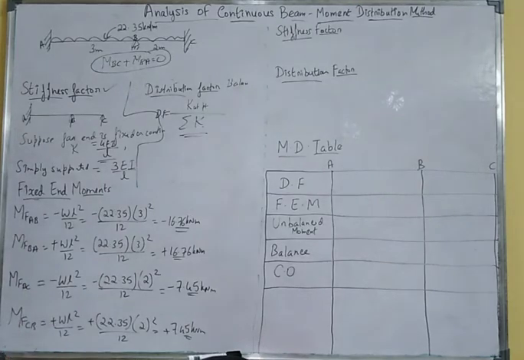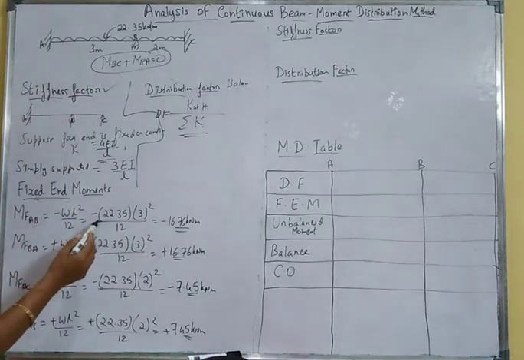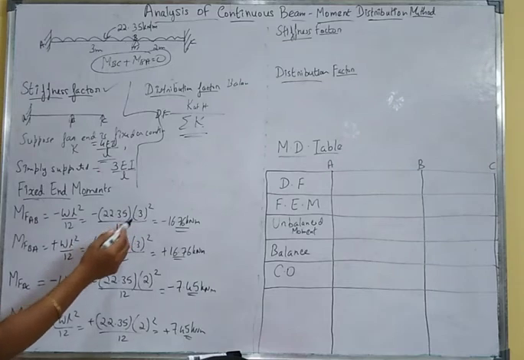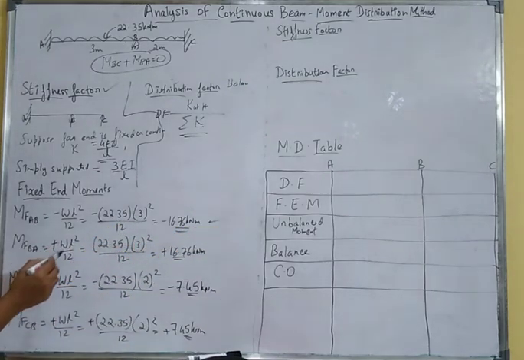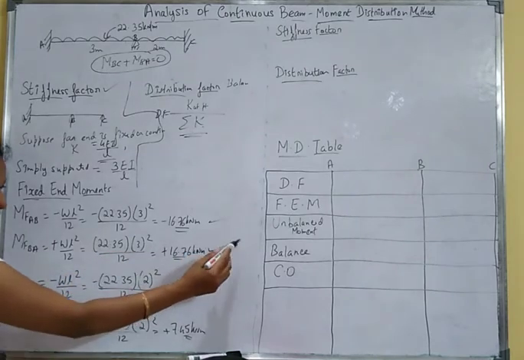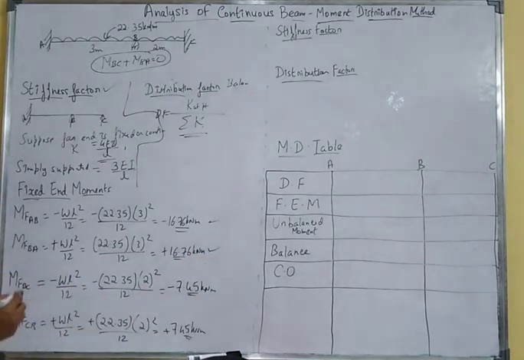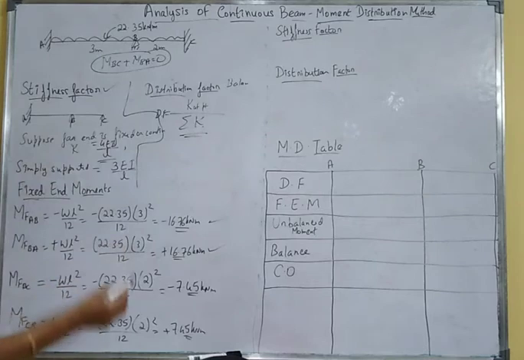Okay, so now we will come to the problem. First step, finding the fixed end moments, which we discussed in the previous class. Here it is again UDL, minus WL square by 12. So minus 22.35 times 3 square by 12, you get minus 16.76 for BC, and for BA plus WL square by 12, you get plus 16.76. Similarly, for the span of L equal to 2 meters, you will have minus 7.45 and plus 7.45.